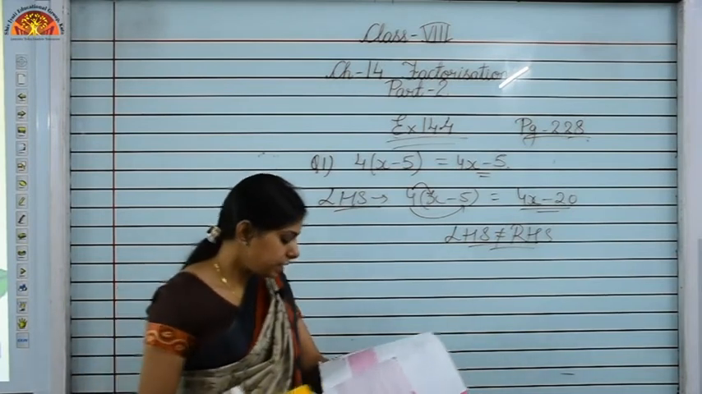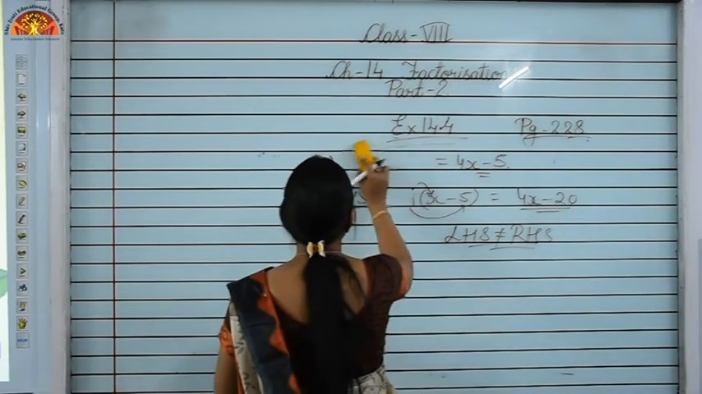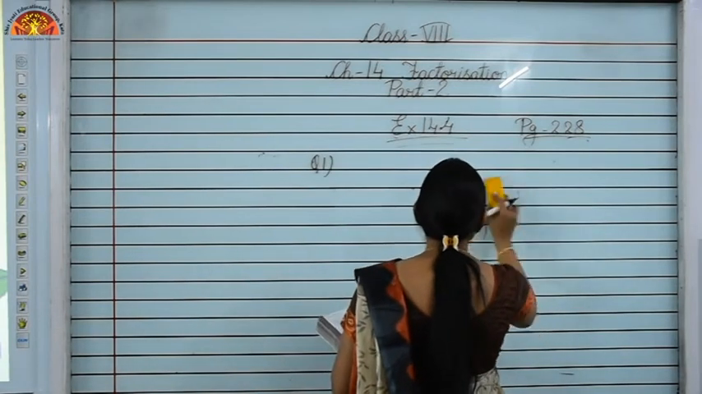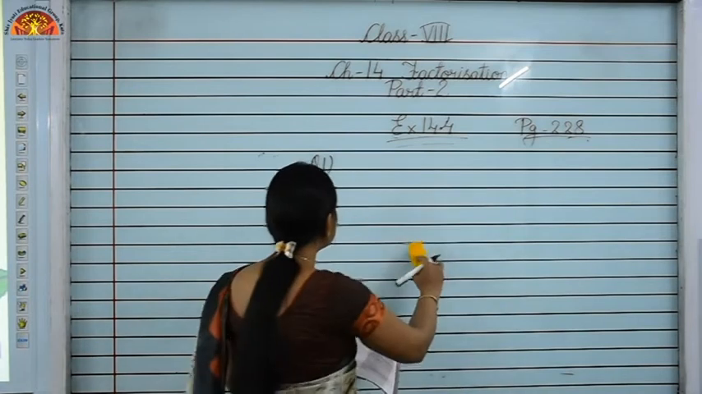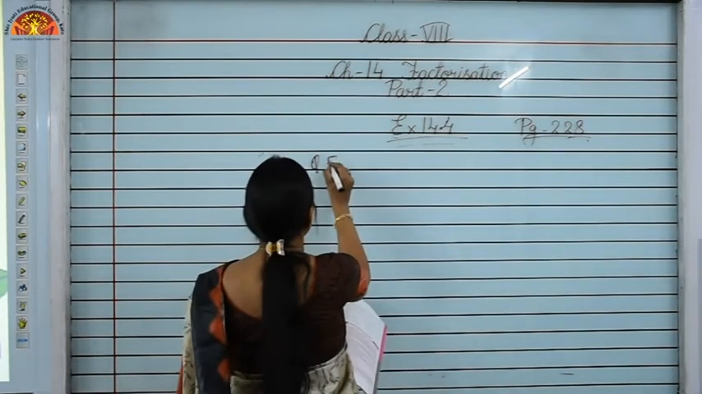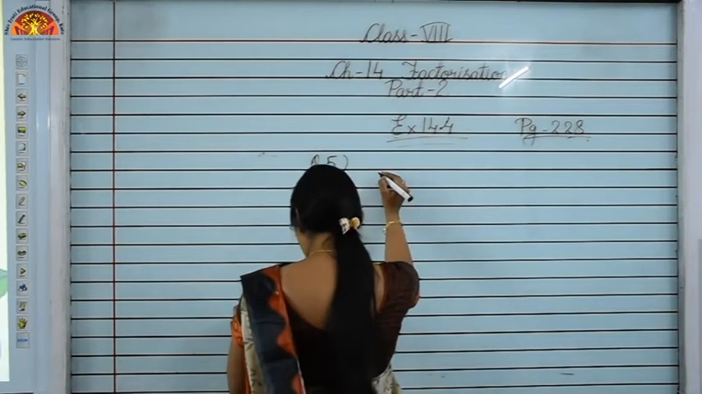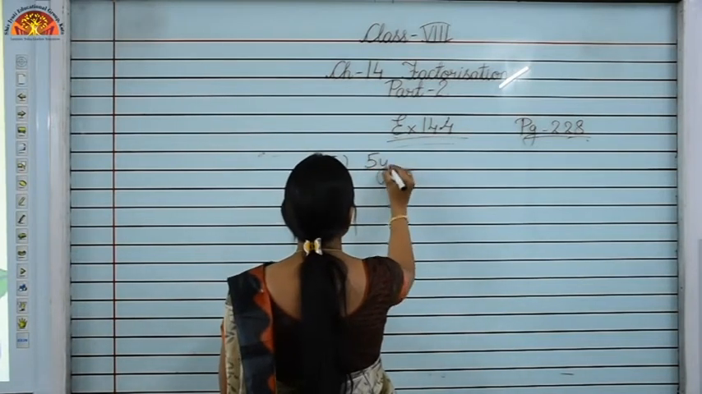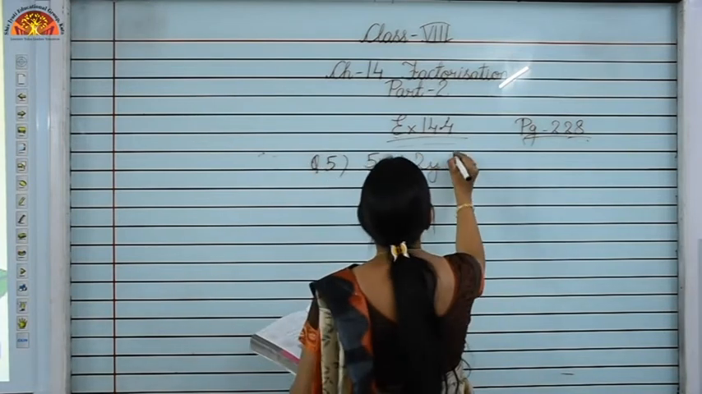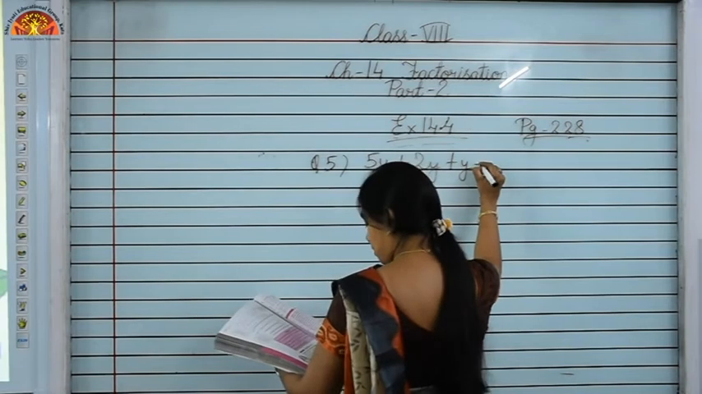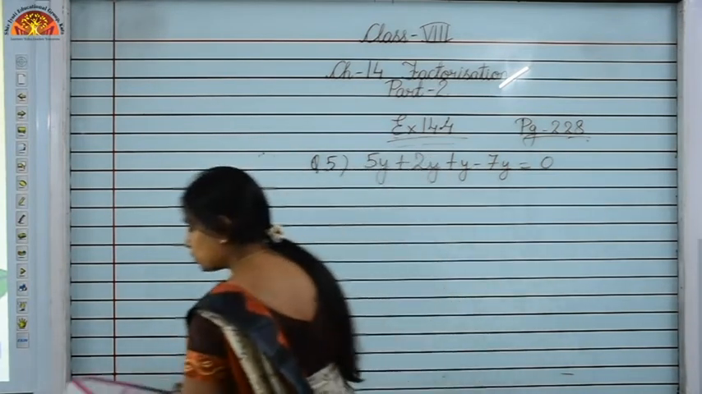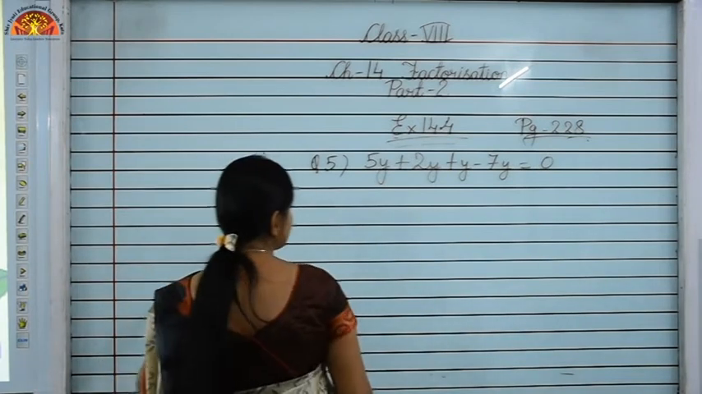Now just see question number 5. Again you have to find the error and see whether the left hand side is equal to the right hand side or not, and you have to give the correct answer. So it is question number 5, that is 5y plus 2y plus y minus 7y is equal to 0. So just see whether the left hand side is equal to the right hand side or not.